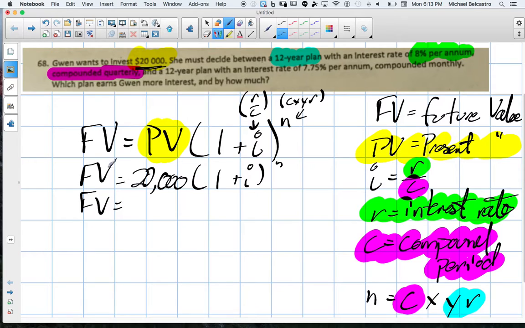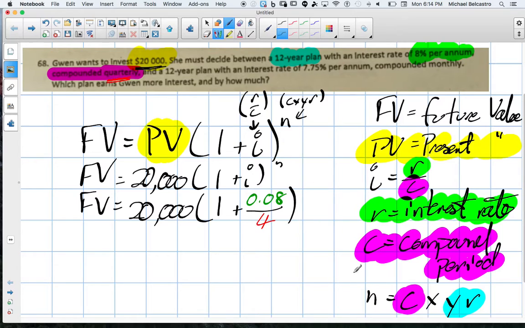So the one thing we're trying to find, it looks like, is future value, because we don't have any numbers for that. And that makes sense, because they're comparing 2 types of accounts. Which plan will earn more interest? Well, we got to find the future value to figure that out. So I have 20,000 as my present value. 1 is still the number 1. I is R over C. Our R value is 8%, but we turn that into a decimal, so it should be 0.08, divided by our compound period, which was quarterly. Quarterly means 4 times a year, so we're going to divide by the value of 4.